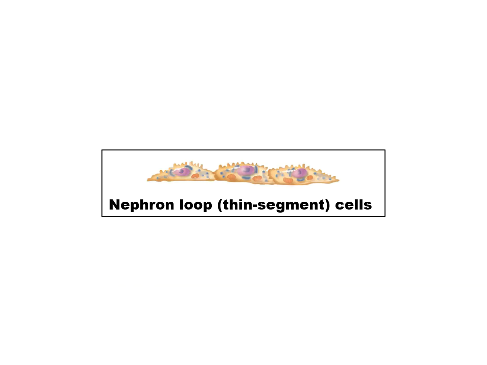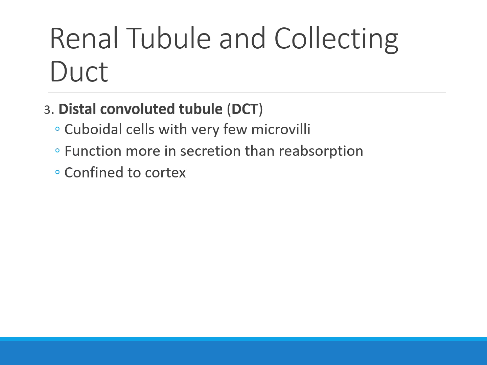And so here is the thin segment, or the descending side of the nephron. Then you're going to have the distal convoluted tubule. So it's going to be the last little squiggly line. This is going to be lined with cuboidal cells, but very few microvilli at this particular point. This portion of the tubule is functioning more in secretion than reabsorption.